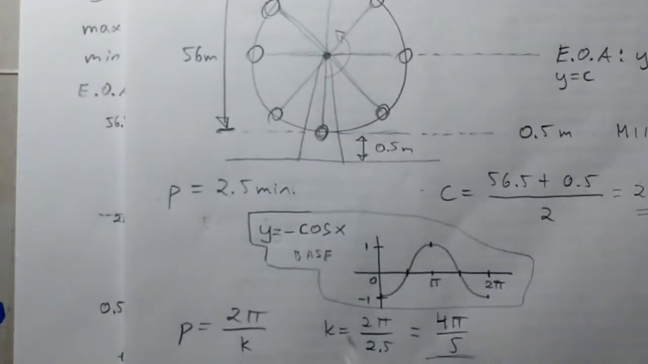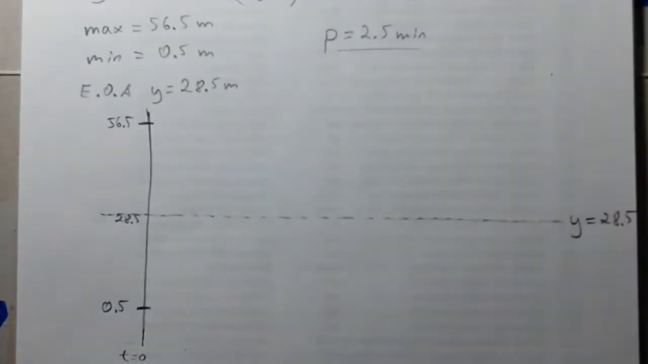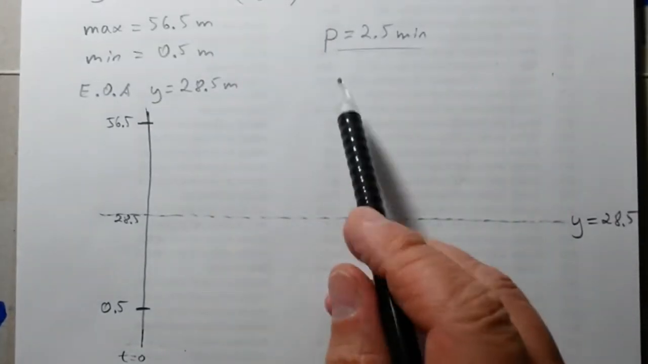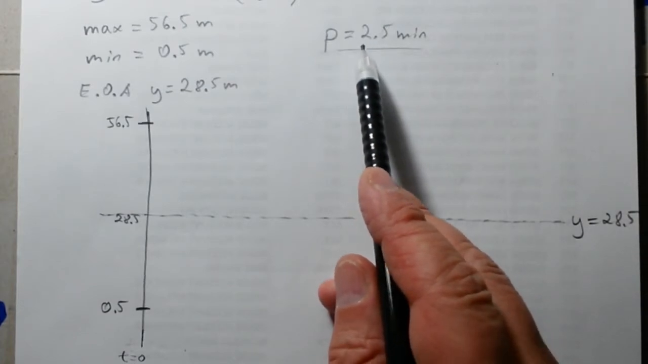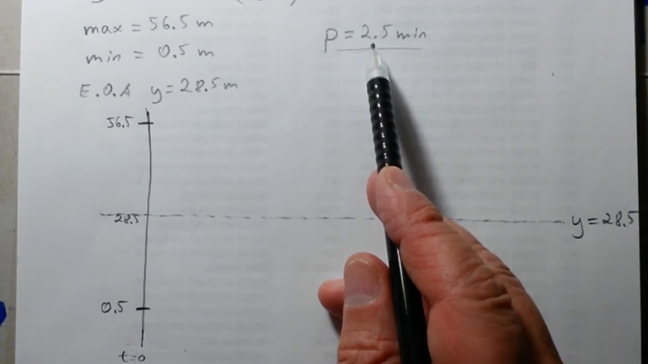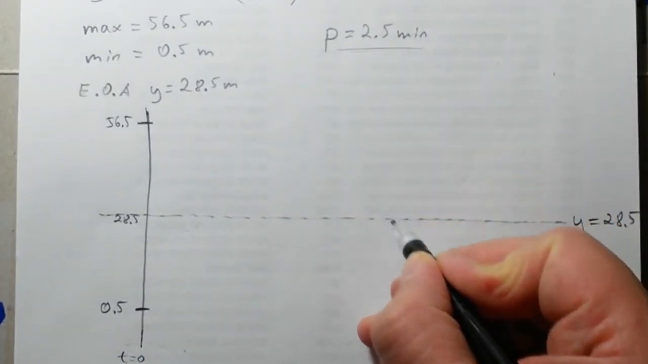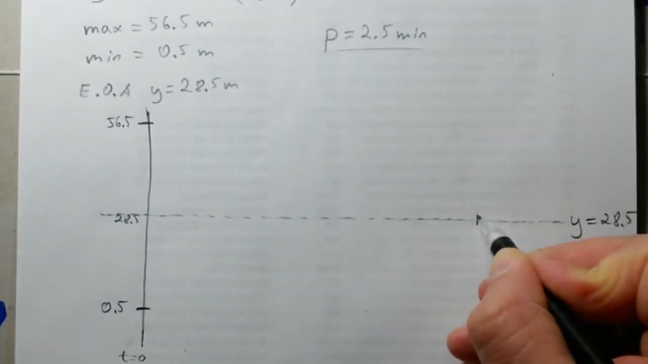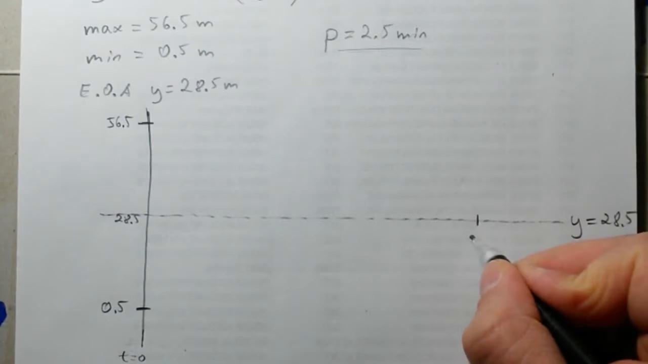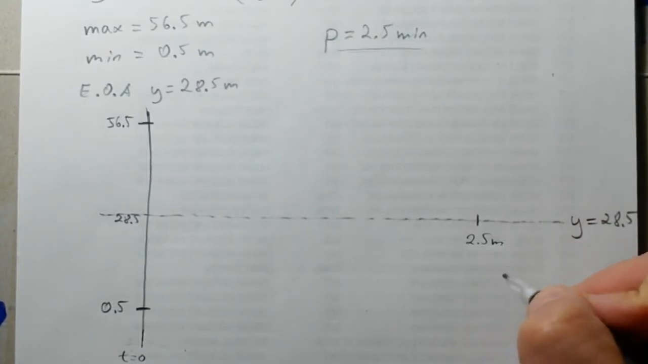Now we are using y equals negative cosine x as our base. We start at the bottom, then we go to the top, and then to the bottom again. We also know that the time it takes to complete 1 cycle is 2.5 minutes. So if we start at the bottom, go to the top, and end up at the bottom again, about there, that will be 2.5 minutes. So that's 1 complete cycle, and I would label this as 2.5 minutes.